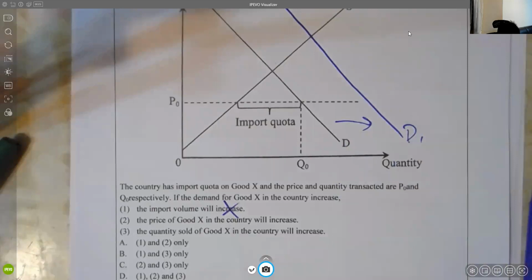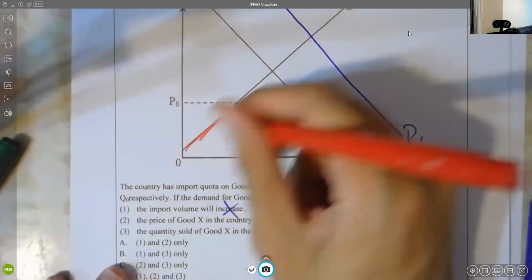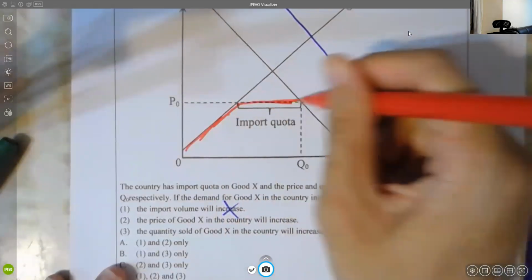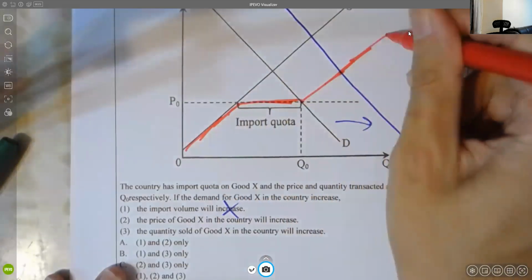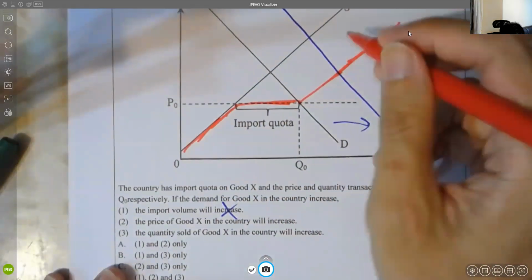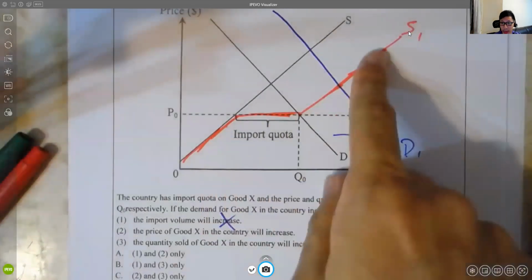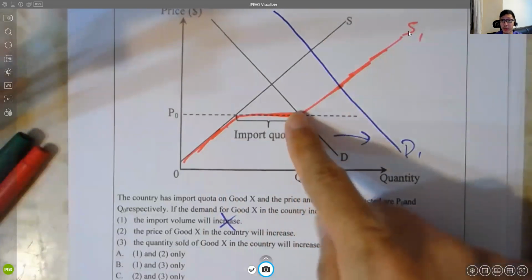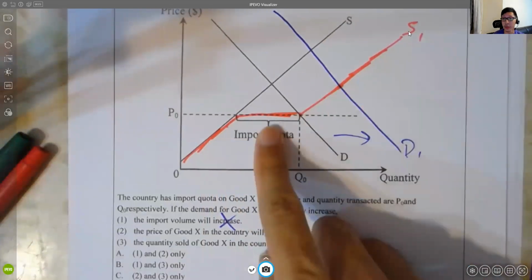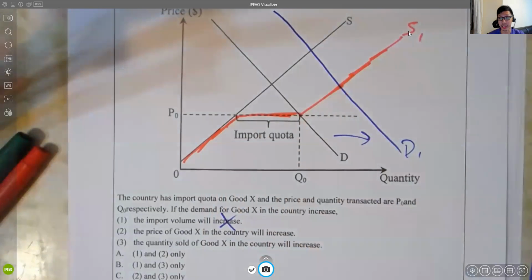記住啦，其實條 supply curve 點啊？The effective supply curve is actually like this. Okay, it's actually like this. This is our S1. 得唔得？The effective supply curve. Therefore, even if your demand increases, your import volume won't increase. The only thing that would increase would be the domestic production.